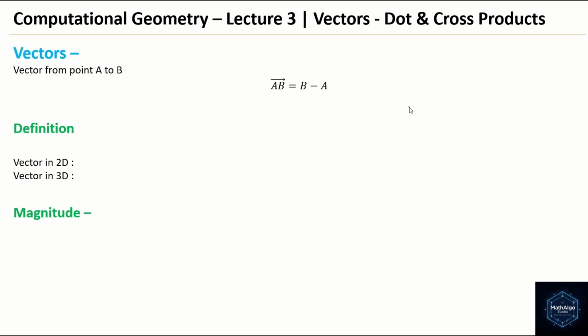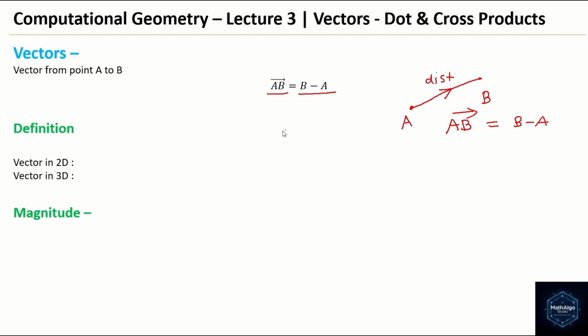First, let's understand what a vector actually represents. If we have 2 points in space, point A and point B, then the vector from A to B is written as AB. Mathematically, this vector is obtained by subtracting the coordinates of point A from point B. So we write vector AB equals B minus A. Geometrically, this vector represents both the direction from A to B and the distance between them.